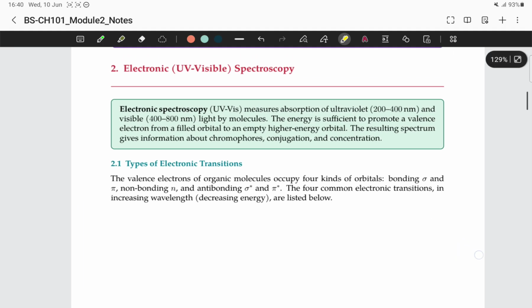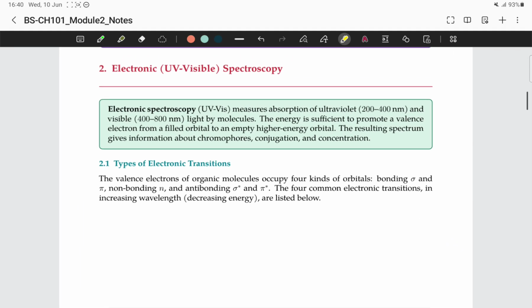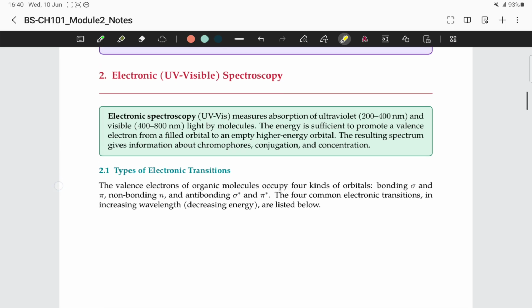Today I will be trying to cover complete electronic spectroscopy, also known as UV-visible spectroscopy. First, let's get our bearings. What exactly do you know about UV-visible spectroscopy? Simply, it measures the absorption of ultraviolet light, which spans from 200 to 400 nanometers, and visible is from 400 to 800 nanometers.